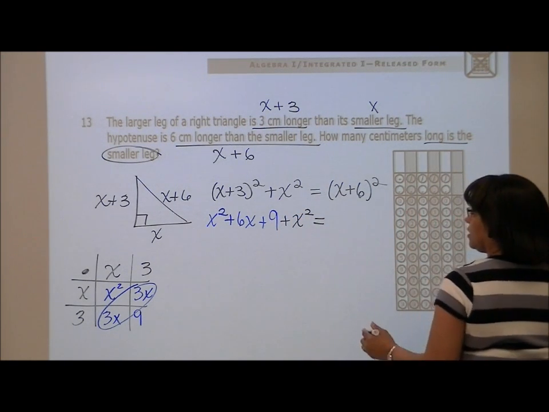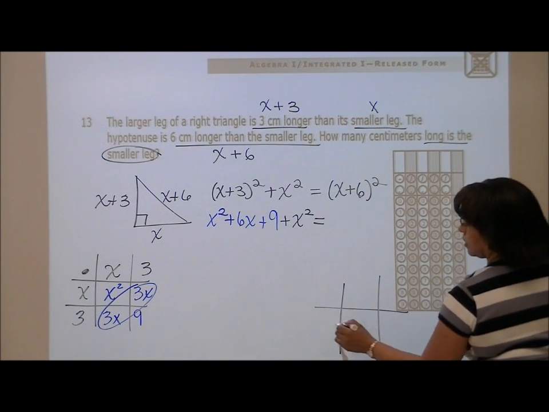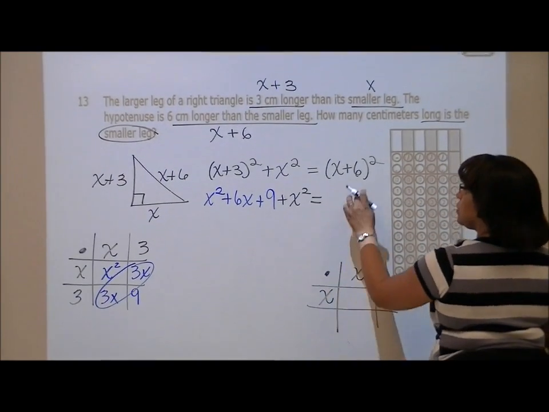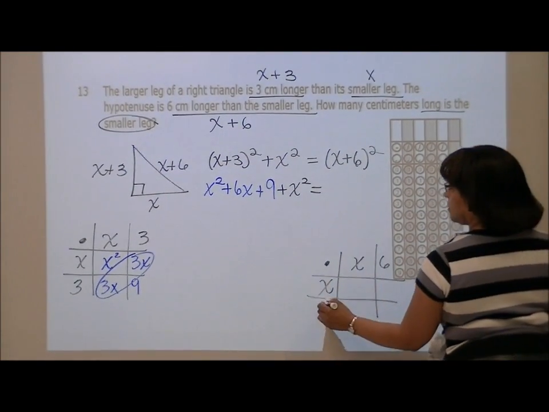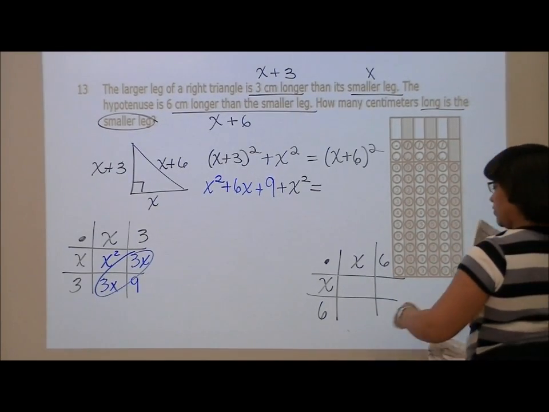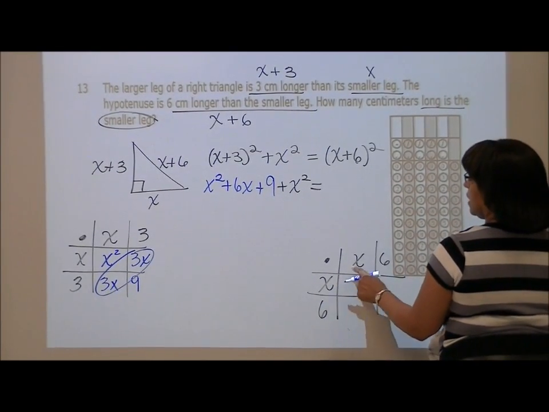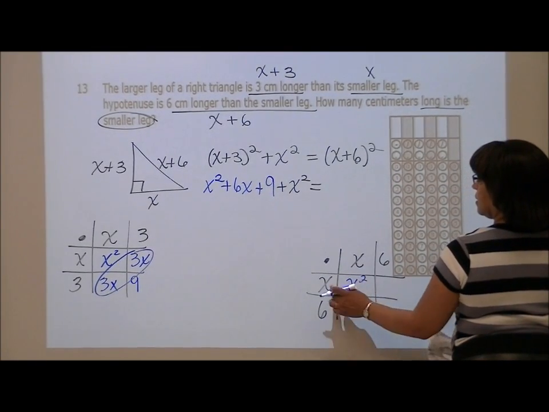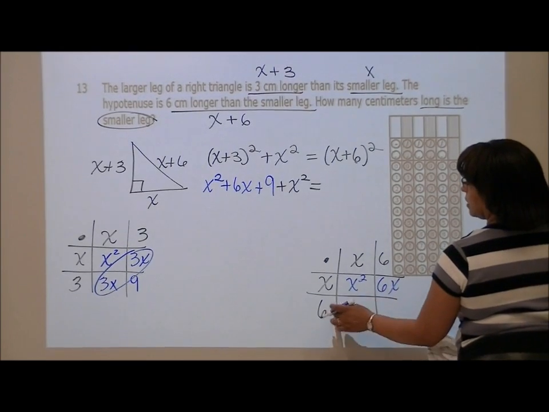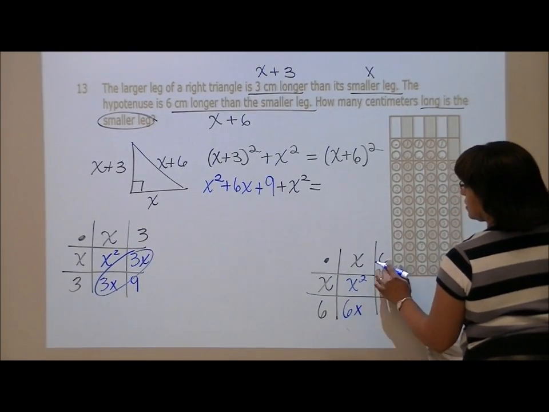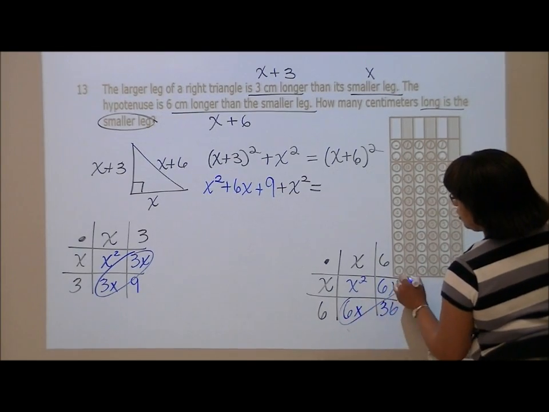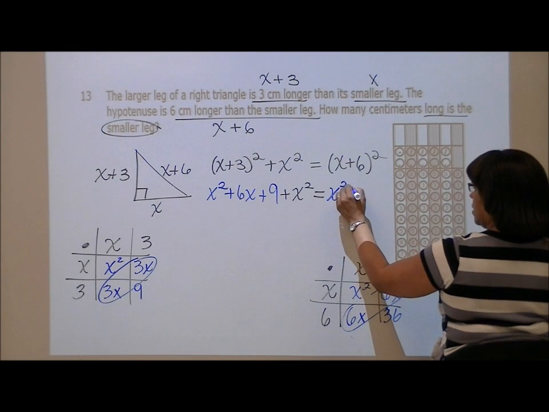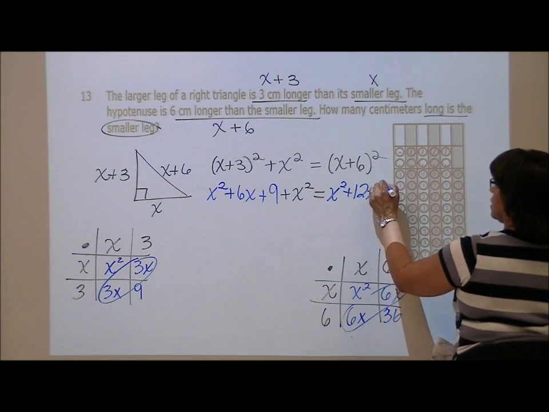equals, you can do another tic-tac-toe board here. If it's positive, remember, all you have to do is put the 6. You don't have to put plus 6. Squared means twice, so x plus 6 times x plus 6. And then you do the same thing. You multiply x times both of those numbers and then 6 times both of those. So you have x to the second, x times 6 is 6x, 6 times x is 6x, and 6 times 6 is 36. Once again, you have your like terms here. So now we have x squared plus 12x plus 36.